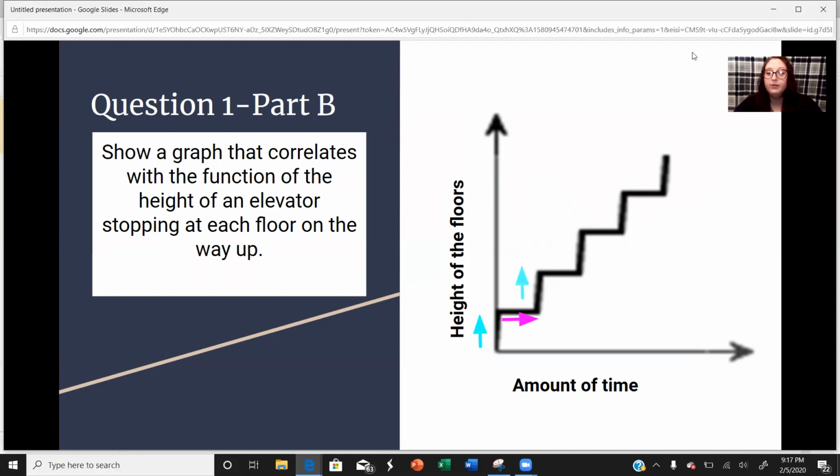So it goes up another floor, and the time is still passing as it's waiting to go to the next floor. So it goes up, time is passing as it stopped, and then it goes up another floor, time's still passing, and so on and so on.